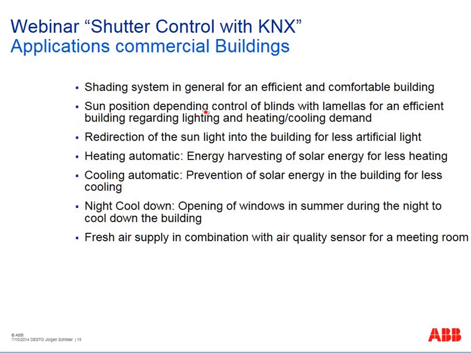And to improve the situation regarding energy efficiency, regarding artificial lighting in the building, and also regarding heating and cooling demands, you can keep the sun outside to have less cooling necessary, and so on. Redirection of the sunlight into the building to have less artificial light necessary. As I already mentioned, a very special solution. And this heating cooling automatic will be explained by Jürgen later on in more detail, just for energy harvesting or for prevention of solar energy in the building, depending on the season, on the heating or cooling situation.